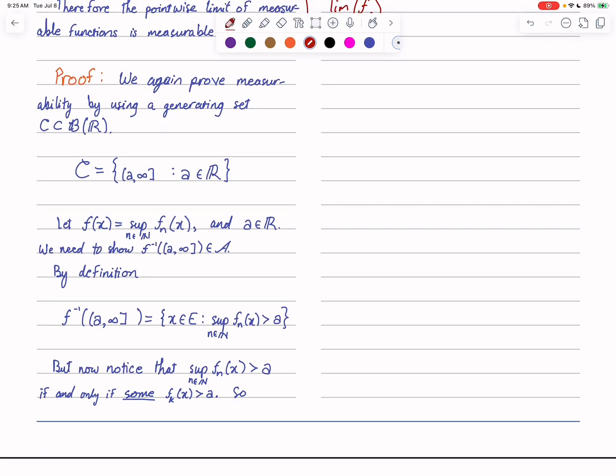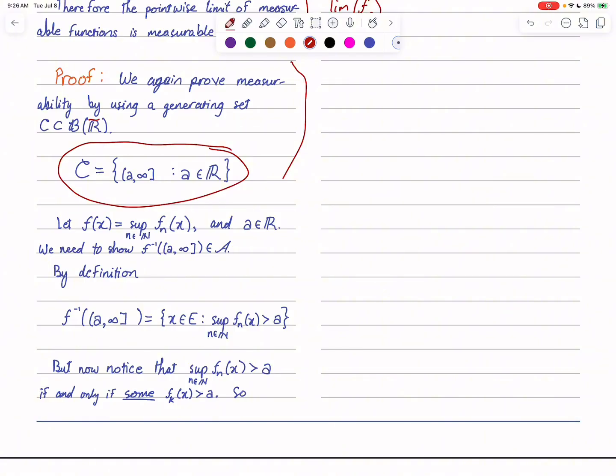Okay, for the proof, we'll again use a generating set, this time for, and I think we need to take not the Borel sets on the real numbers, but the Borel sets on the extended real numbers. But we only need these intervals to get the Borel sets on the extended real numbers. I'll leave that as an exercise, or again, you can request a proof if you need it.